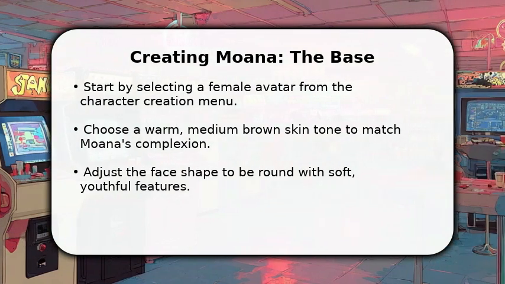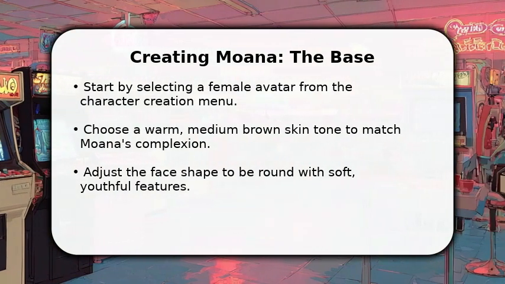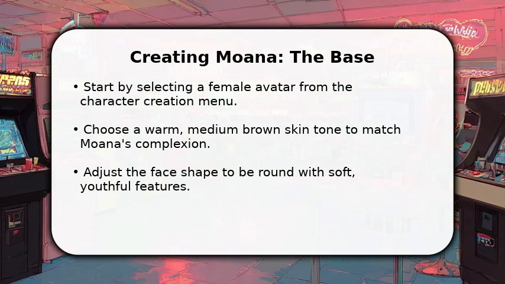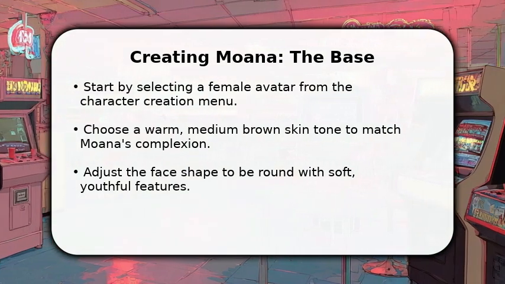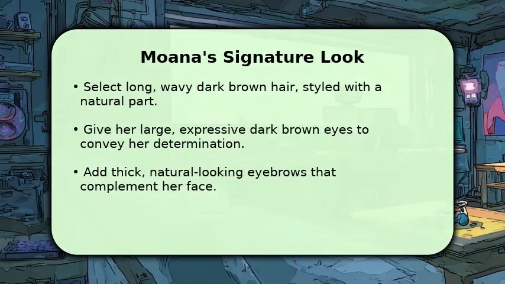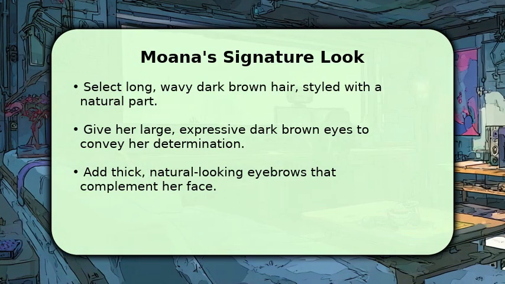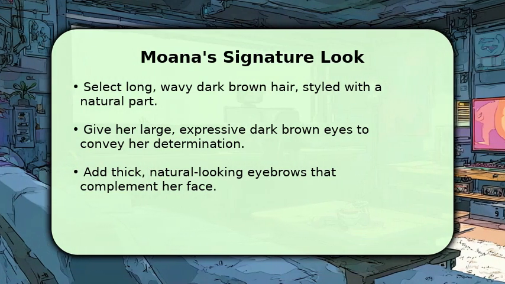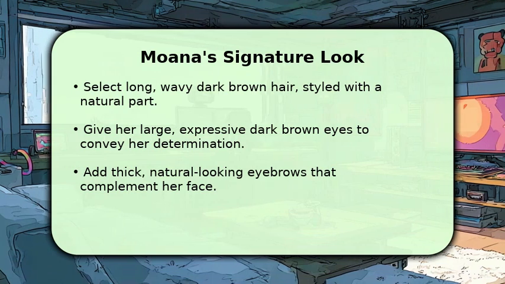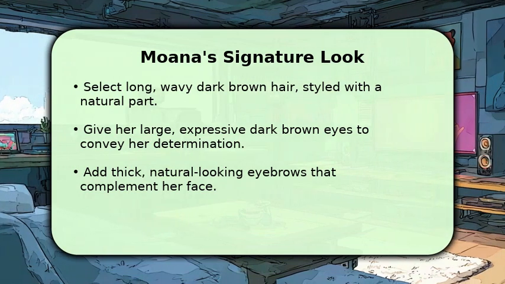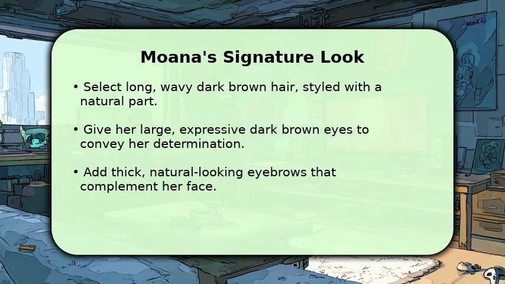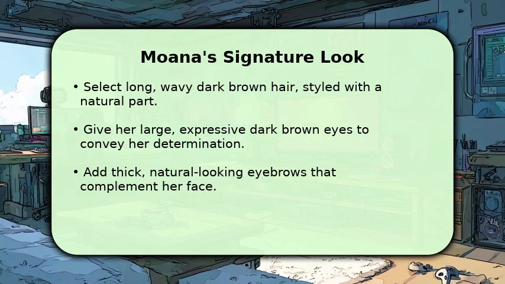Then, adjust the face shape to be round with soft, youthful features, ensuring a friendly and approachable look for your character. Now, let's focus on her distinctive features. Select long, wavy dark brown hair, styled with a natural part down the middle. Give her large, expressive dark brown eyes to capture her adventurous spirit and determination.